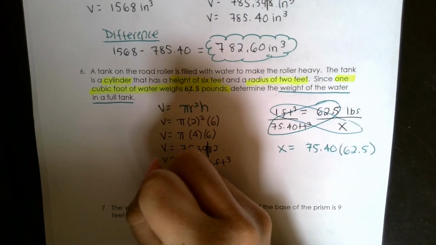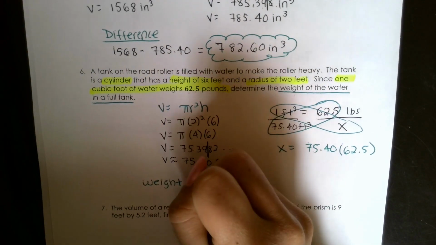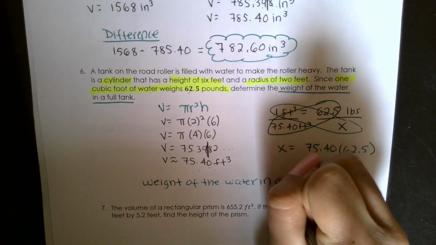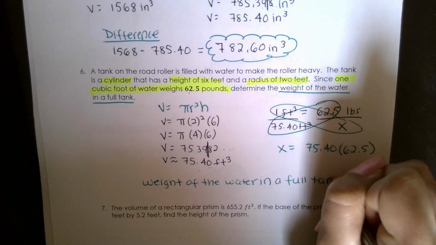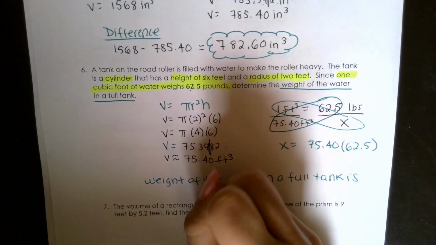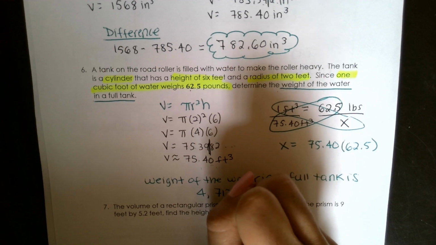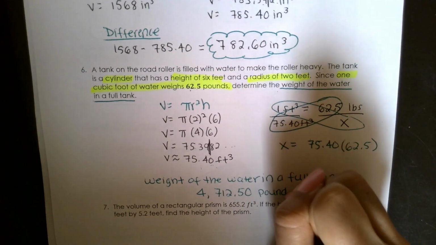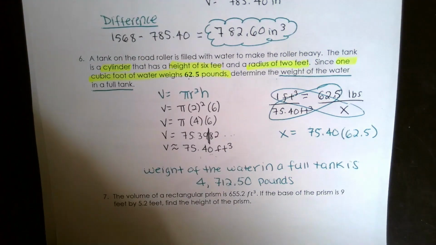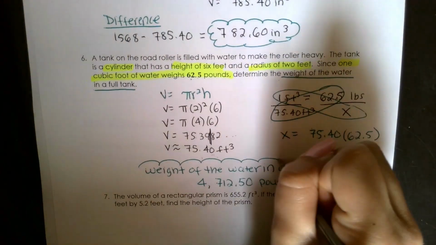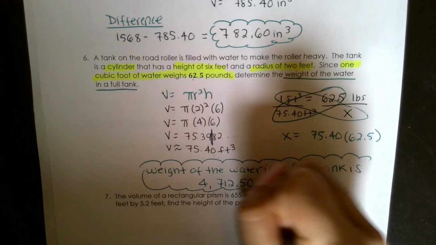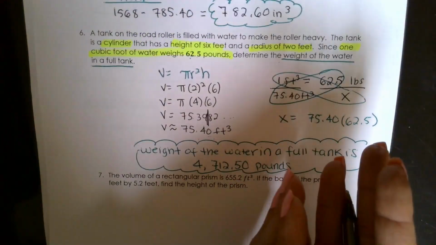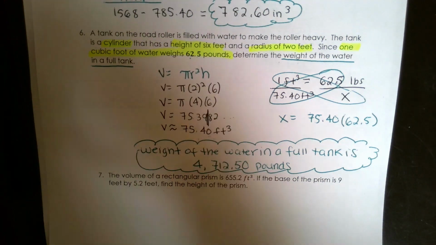So the weight of the water in a full tank is 4,712.50 pounds. Okay, so you could do a proportion, or if you just see it, you just multiply. That's basically what you're doing.